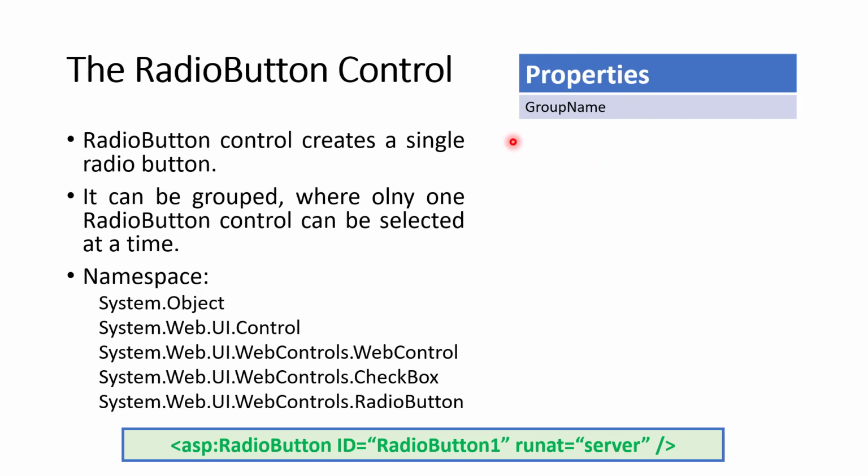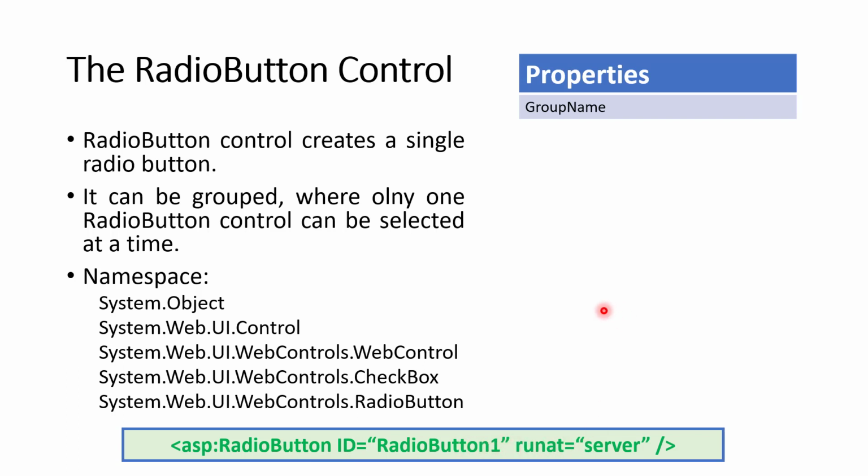So the main property we have to discuss over here is GroupName. It is used to obtain the name of the group to which the radio button belongs. Okay, we can see an example of this radio button, that is asp colon radiobutton ID equals RadioButton1 runat equals server.